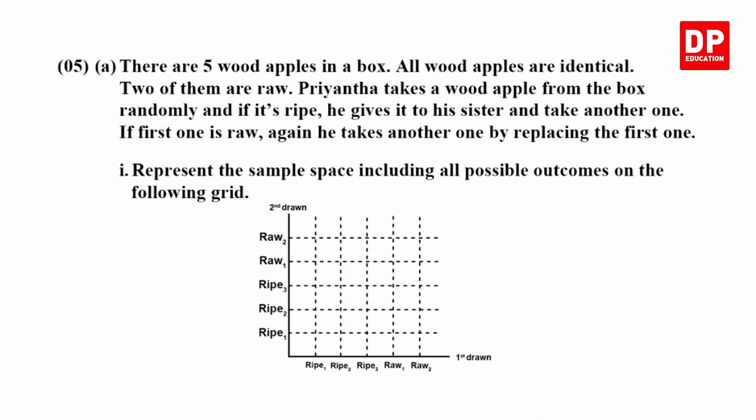We'll do it here. Part A, there are 5 wood apples in a box. All wood apples are identical. 2 of them are raw. So raw 2 ones, raw 1 and raw 2. Priyantha takes a wood apple from the box randomly, and if it's a ripe one, he gives it to his sister and takes another one. If the first one is raw, again he takes another one by replacing the first one. Represent the sample space including all possible outcomes on the following grid.